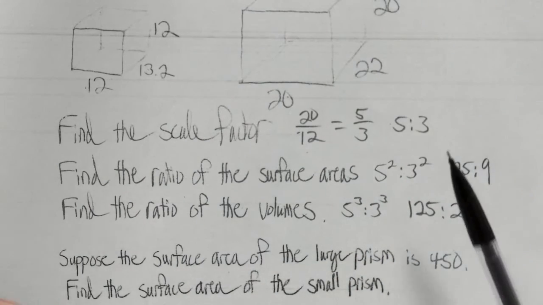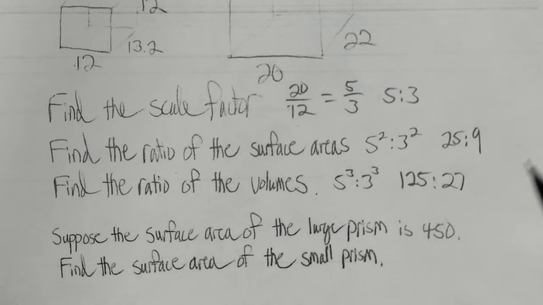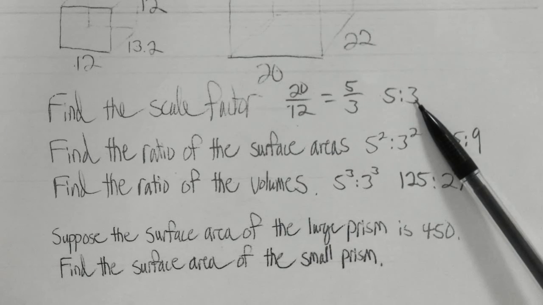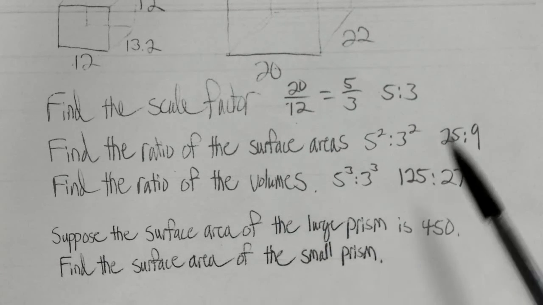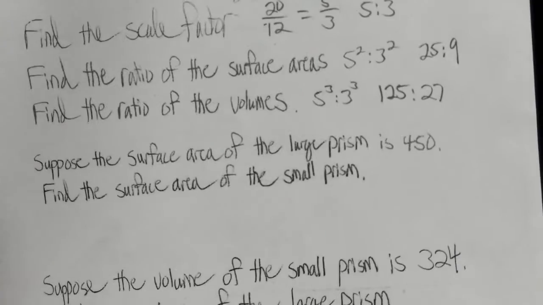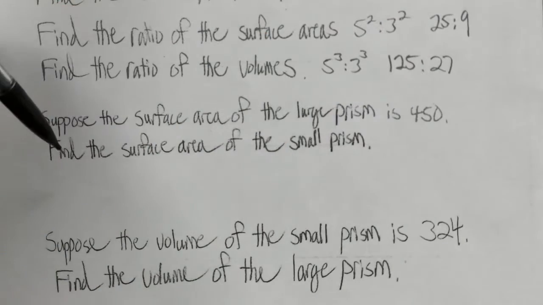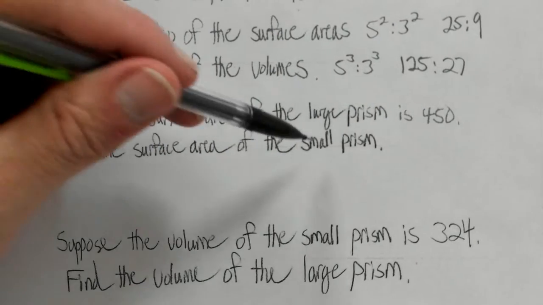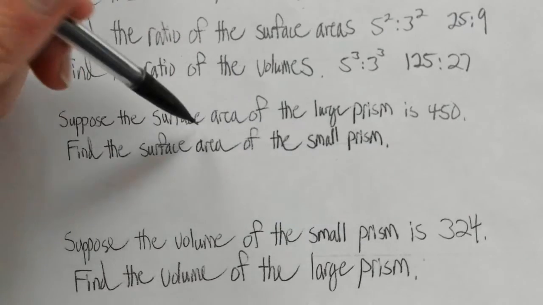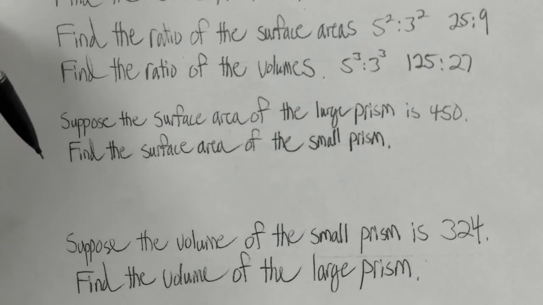So here's the scale factor, here's the ratio of the surface areas, and the ratio of the volumes. So if you do the scale factor correctly, all you've got to do is raise it to the appropriate power. But be careful, if you mess up on the scale factor, it's also going to throw these two off. So watch out for that. All right, so suppose the area of the large prism is 450. Find the surface area of the small prism, provided that the two have the same scale factor, is the premise here.